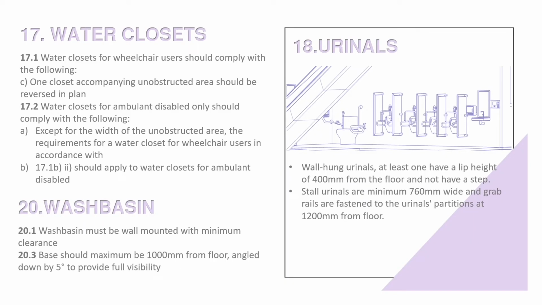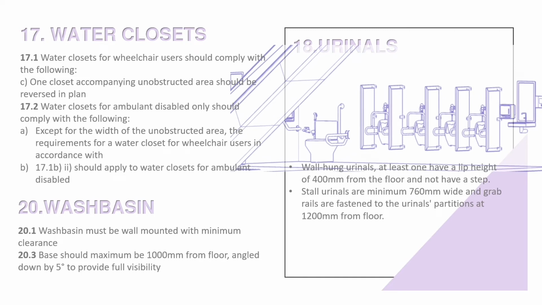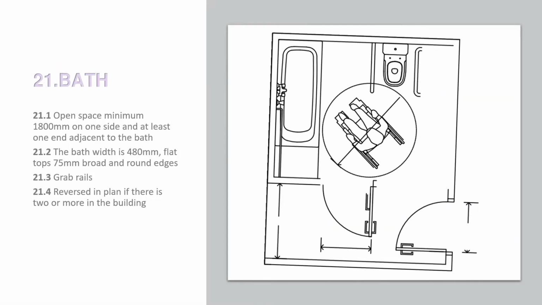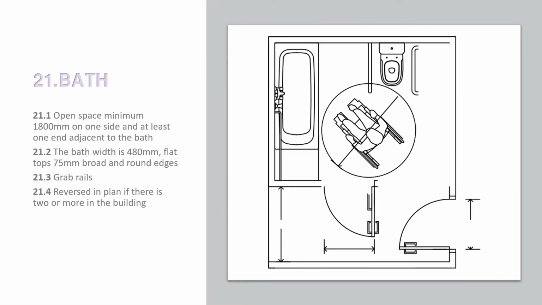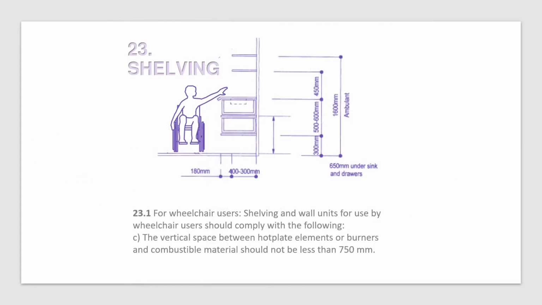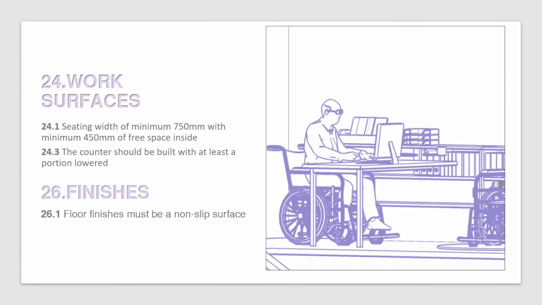All toilet facilities should comply to a fixed height from floor level. The shower size to be 1,300 x 900 mm with unobstructed area of 1,500 mm. The bath needs to have minimum 1,800 mm open space on one side and one end adjacent to the bath. Shelving and wall units for the wheelchair users should comply all the regulations for the ease of the users. Walk surface. Seating width should have a minimum of 750 mm with 450 mm of free space inside.